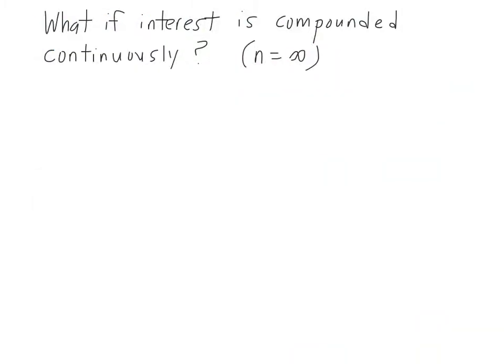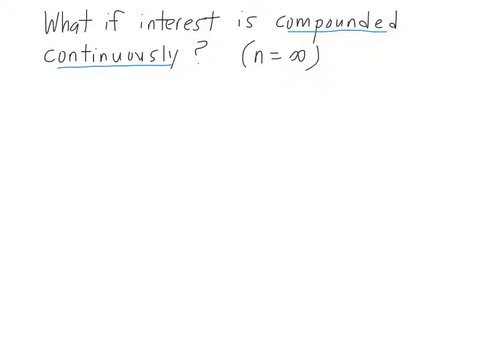All right, and finally here, when it comes to compound interest, what if our interest is compounded continuously? And this is actually what happens in the real world. Interest is not compounded once a year or monthly or quarterly or daily, or weekly or whatever. It's actually compounded every millisecond. All right, so think of it as n is really infinity, okay?